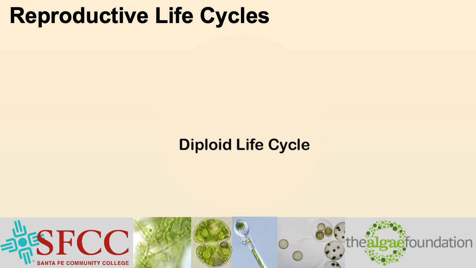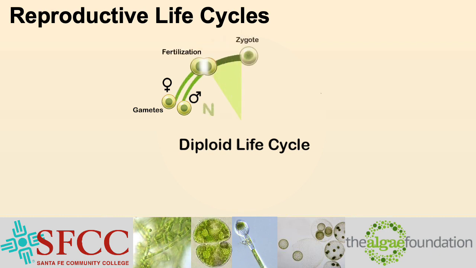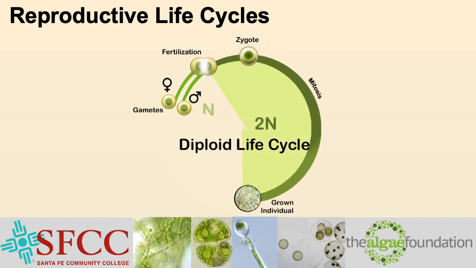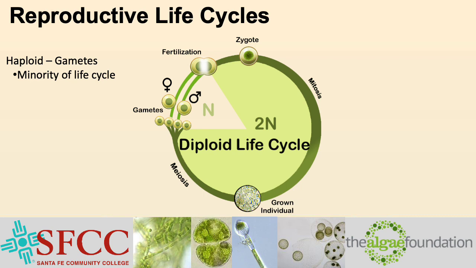The reproductive life cycle you are most familiar with is the diploid life cycle. Haploid gametes are produced in meiosis. They fuse at fertilization to make a zygote. The zygote grows into an individual by mitosis, and eventually makes gametes by meiosis to start the cycle over again. In the diploid life cycle, the haploid phase is very short, and most of the organism's life is diploid.